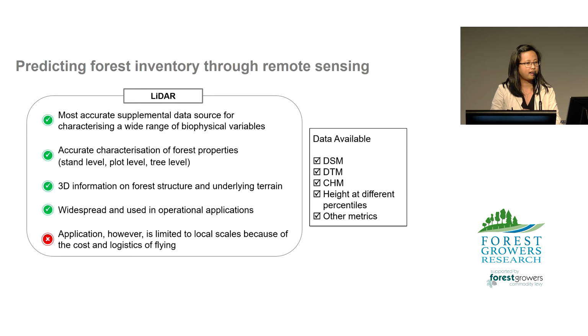When we have LIDAR data, we can derive information that I mentioned earlier, such as DTM, DSM, and CHM. We can derive height at different percentiles, since this is 3D information, and other metrics such as statistical metrics of height: mean, standard deviation, skew, kurtosis, and others.